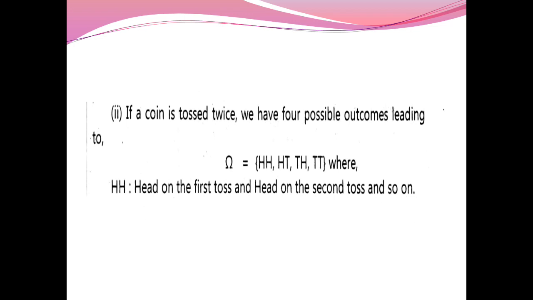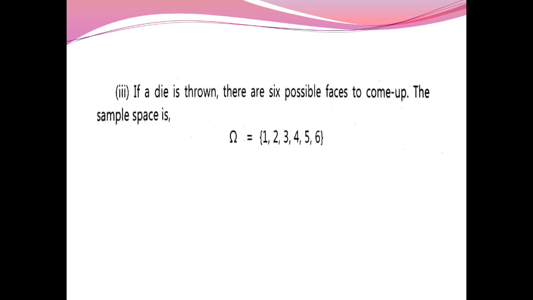Now, third example is if a die is thrown, there are six possible outcomes. That is, six possible faces to come up. The sample space is omega is equal to {1, 2, 3, 4, 5, 6}, because the die has six faces which are numbered from 1 to 6.